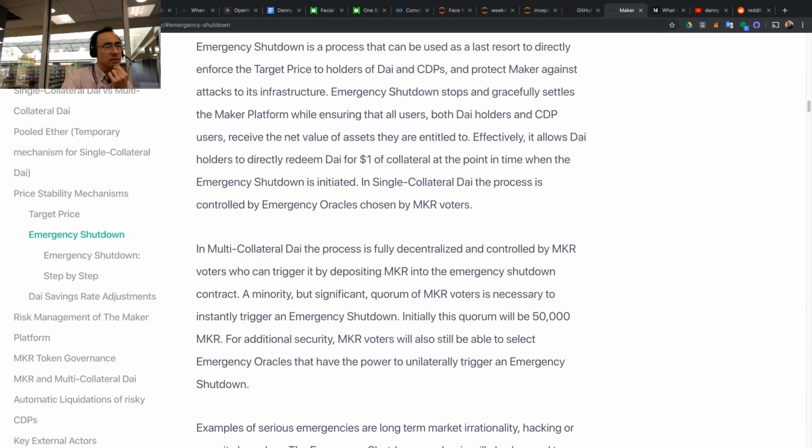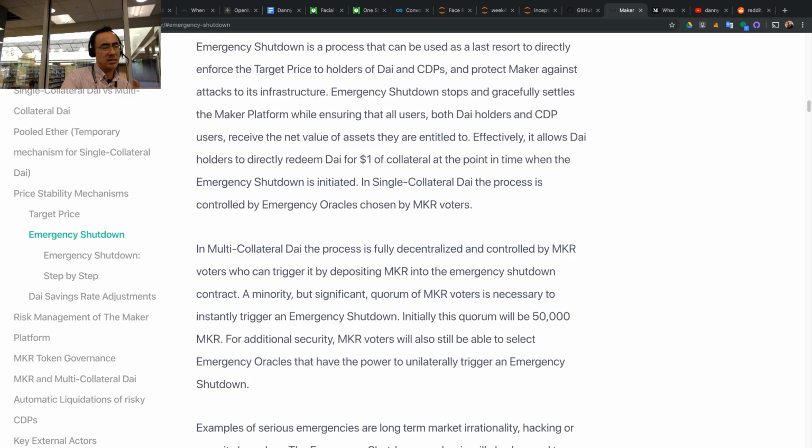It allows DAI holders to directly redeem DAI of collateral at the point in time. Okay, let me read this again. It allows DAI holders to directly redeem DAI for $1 of collateral at the point in time when the emergency. Okay, so this is what Soft back means.